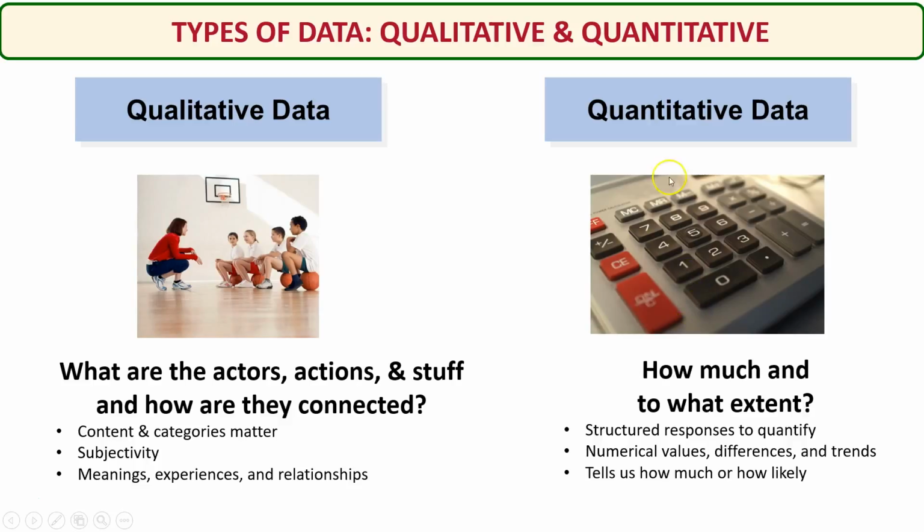Quantitative data is data that's meant to be about how much or how likely, such as how many times people ordered something or how much. This is data that's meant to be organized and analyzed by, say, one-way frequency counts, crosstabs, and other computations. For quantitative data, numerical distinctions are what matter. So you're looking toward values, differences, or trends. These are really good at telling you how much or how likely.